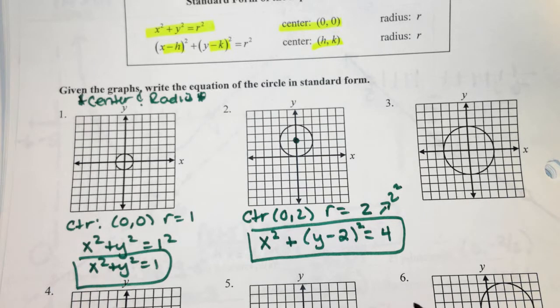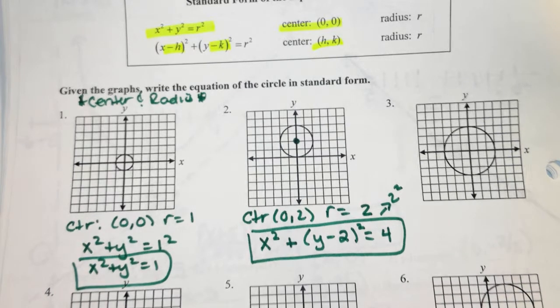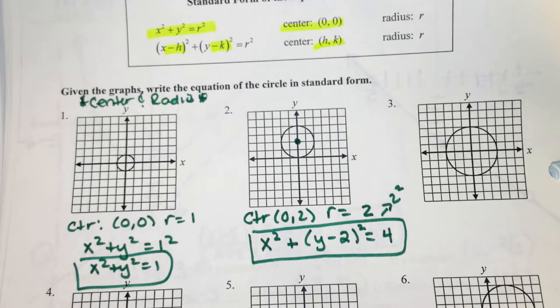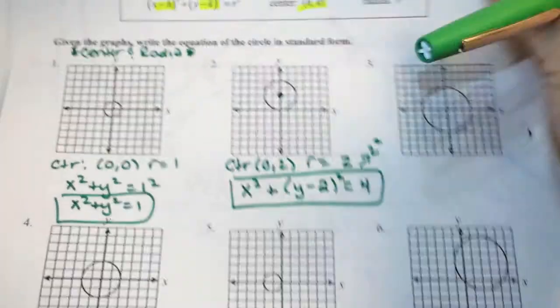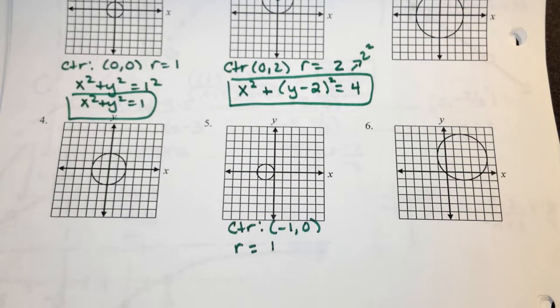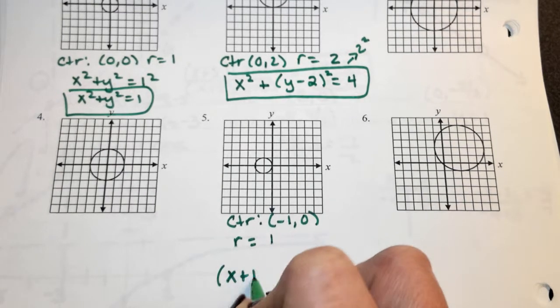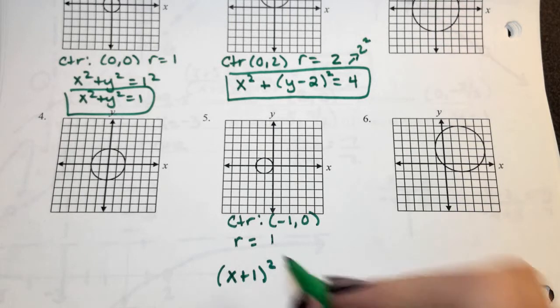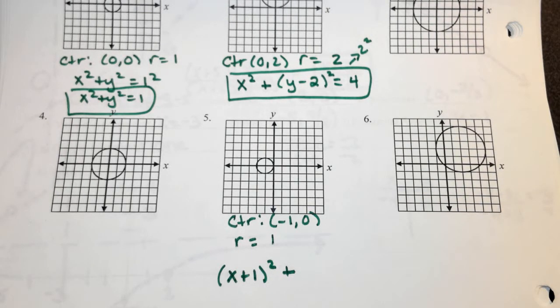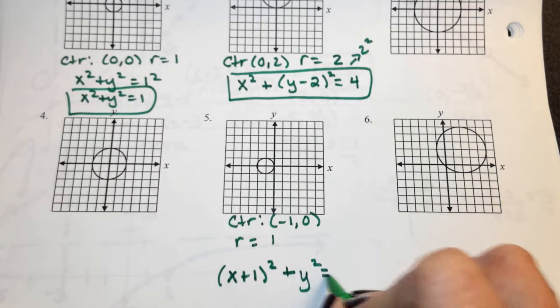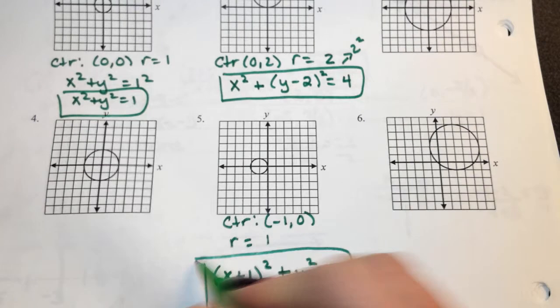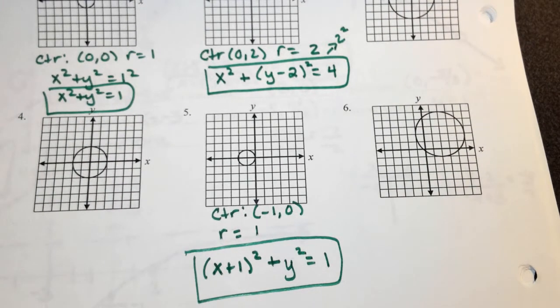All right, so any questions writing the equation of the circle? Let's jump down and take a look at number 5. What's the center of the circle in number 5? Negative 1, 0. And then what's your radius? Your radius is 1. So now, again, with a center at negative 1, 0 and a radius of 1, it's going to be x minus negative 1. So inside my parentheses, that's going to be an x plus 1 to the second power. Plus, would I write y minus 0 squared? No, that's just going to be a y squared equal to 1. Okay. So any questions on, given the graph, how you can come up with the equation of the circles?